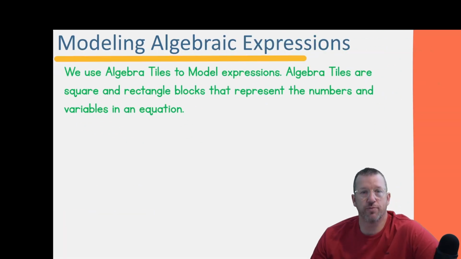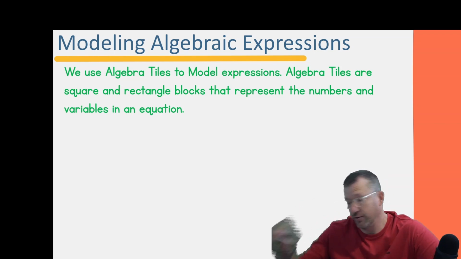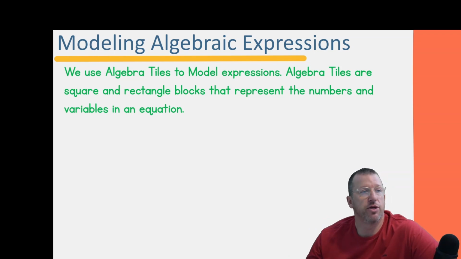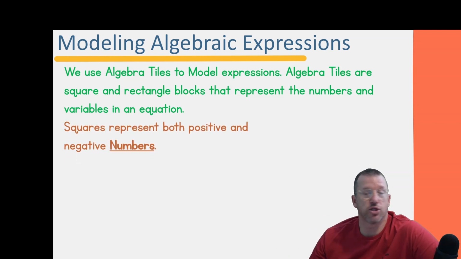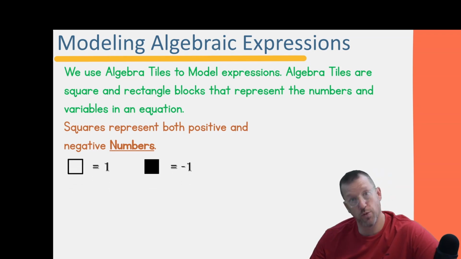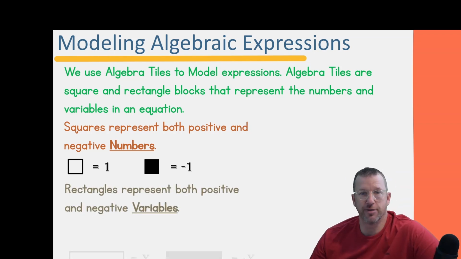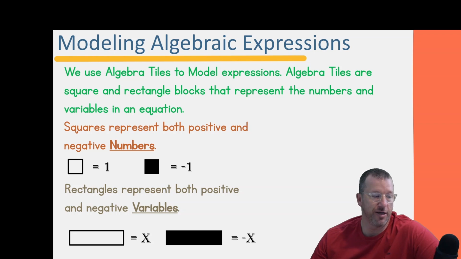We use algebra tiles to model expressions. We've used them in several different videos, so go check them out. We use squares and rectangle blocks. The squares represent both positive and negative numbers. For every open square, that's 1. For every filled in square, that's a negative 1. And when we show variables, we use rectangles. For every open rectangle, it's a positive variable, and for every negative variable, it's a filled in rectangle.